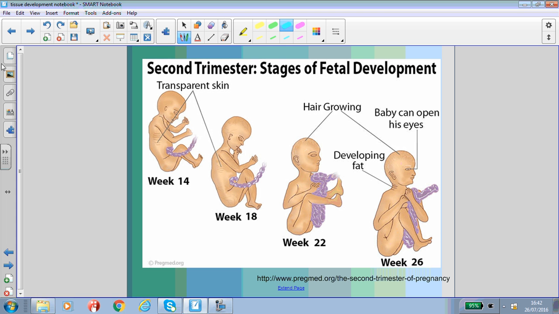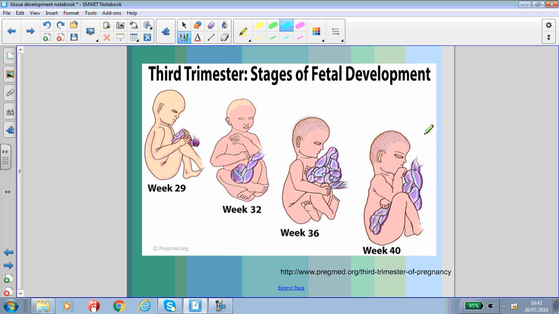Eyelids, as you can see from the image, eyelids are there, and the baby can open and close its eyes, and we get an awful lot of fat starting to be deposited. Babies need lots of fat. They've got an awful lot of growing to do once they're out into the world, and obviously they have a fat-rich diet initially, but they need a lot of their own fat to use as well.